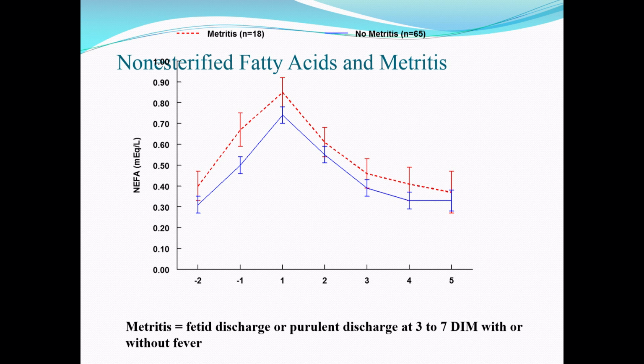NEFA levels, again, here's the cow calving. NEFA levels are very high in the cows with metritis post-calving compared to no metritis cows. But now we're getting into the interesting stuff. These cows have higher NEFA levels even before they calve. There's no metritis yet. That hasn't started them on this path of failure to eat. They're failing to eat properly even before they calve.